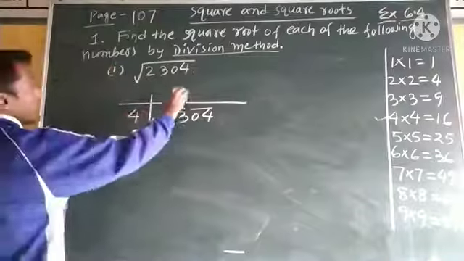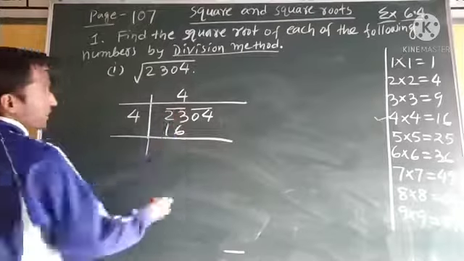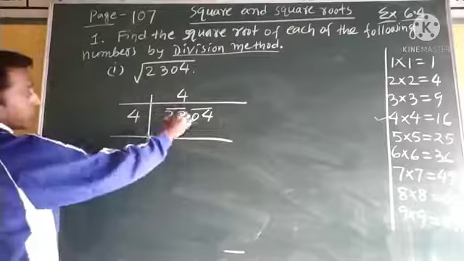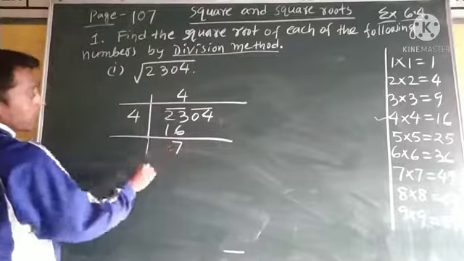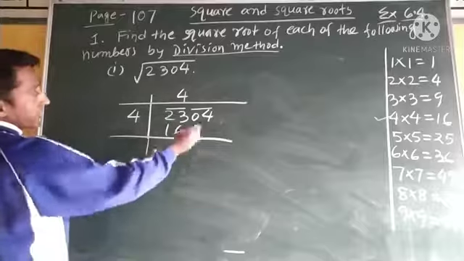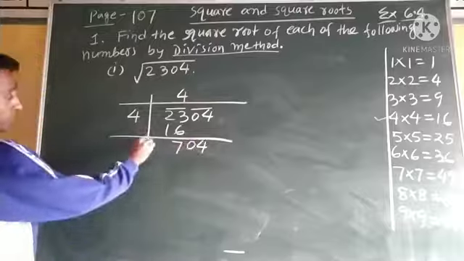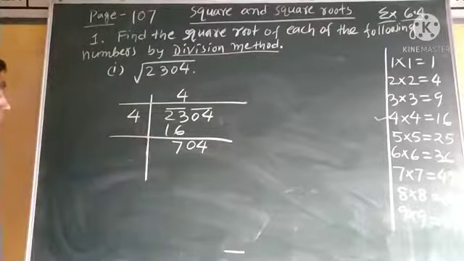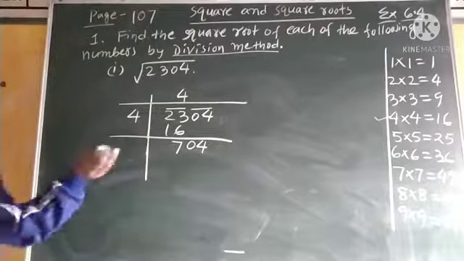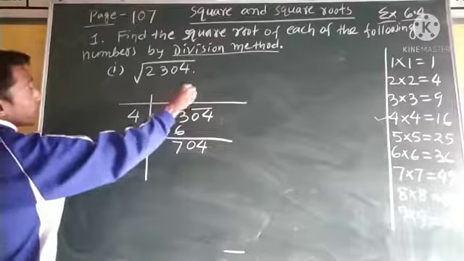4 times 4 is 16. Now you subtract. 13 minus 6 is 7, and 1 minus 1 is 0. Next, you bring down the next pair. How much do we have now? 704.